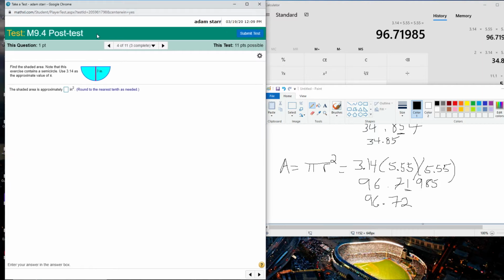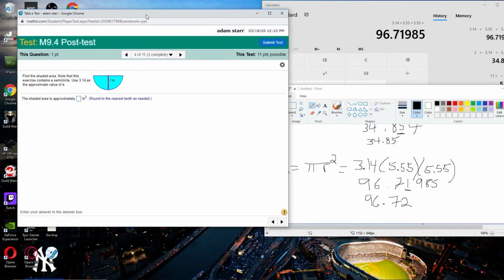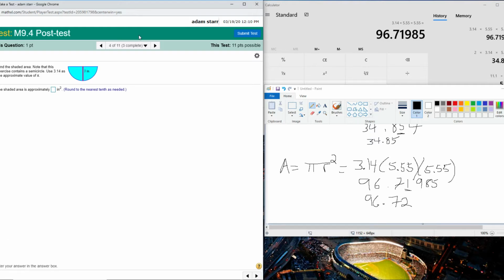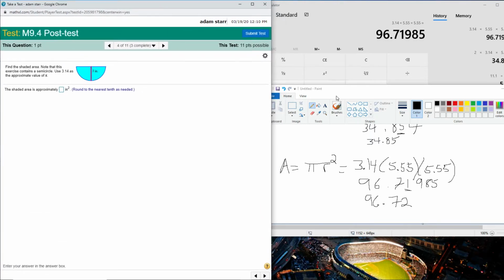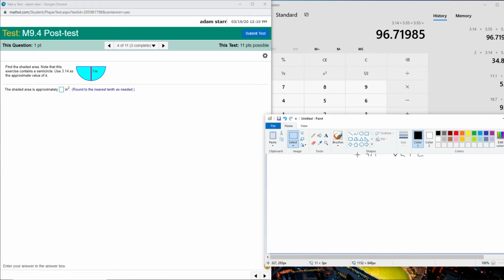Okay, what's going on here? Oh, this is the question. Okay, find the shaded area. Note that this exercise contains a semicircle. Use 3.14 as the approximate value of pi. Okay. So we have a semicircle. So this is very similar to one of those other problems where we have a semicircle, not a full circle.